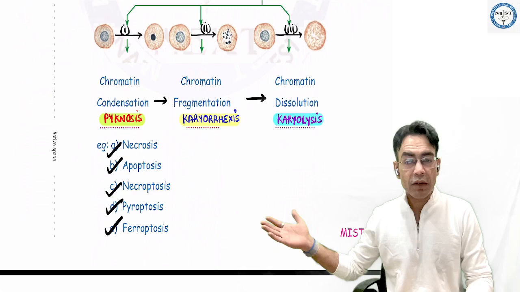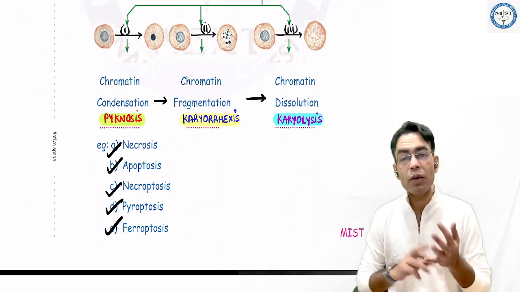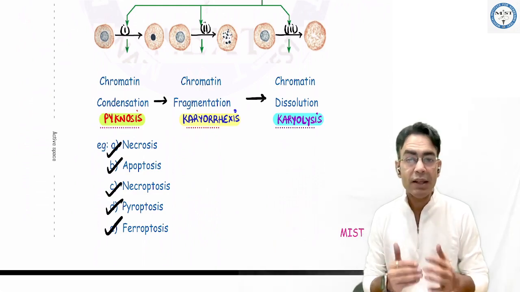There are multiple examples of irreversible cell injury like necrosis, apoptosis, pyroptosis, necroptosis, and ferroptosis. Let's see them one by one.